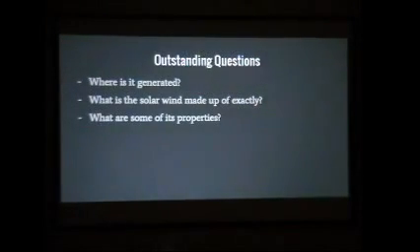But there are still some outstanding questions. So that kind of all ties together to really make a case for the solar wind. But what is it? Where is it generated? Where does it start? What's the difference between the corona and the solar wind? What is it made up of exactly? What charged particles? And what are some of its typical properties?